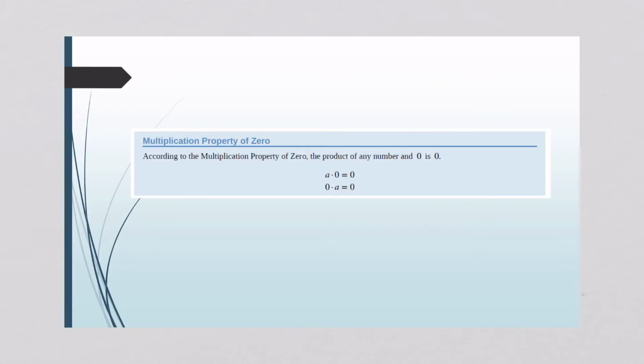Okay, this page is just letting you know that anything times 0 is 0. 4,372 times 0 is 0. That's all that's saying. No matter how big or how small the number is, any number times 0 is 0.